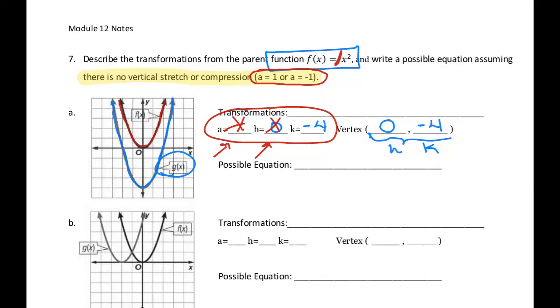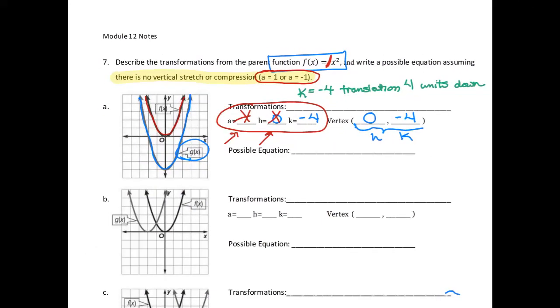I do need to write about K equaling negative 4. And that is a translation 4 units in what direction? If it's K, down. K like kangaroo. 4 units down. That is the only transformation that we need to talk about.